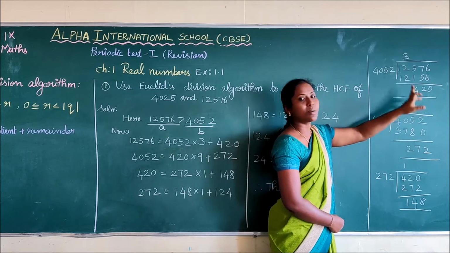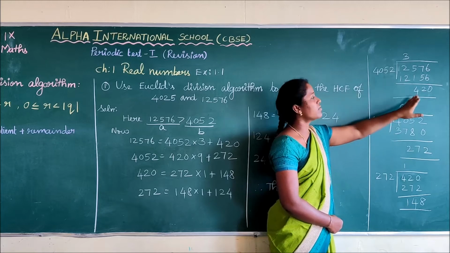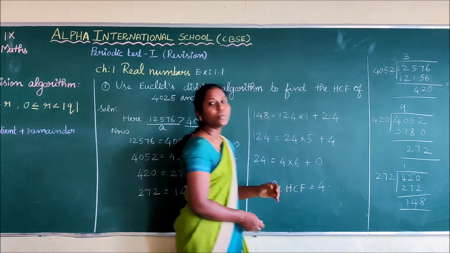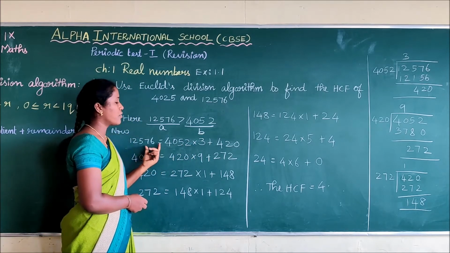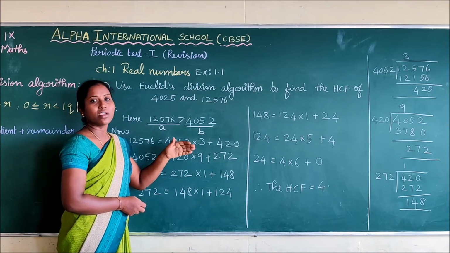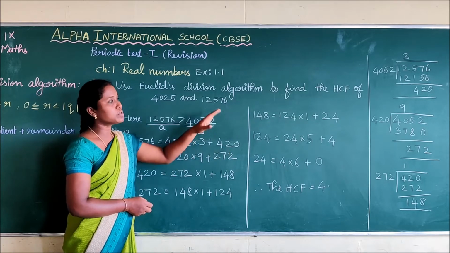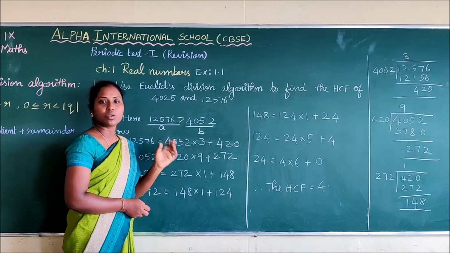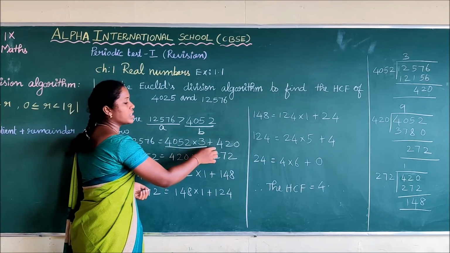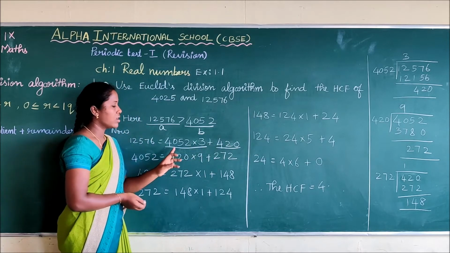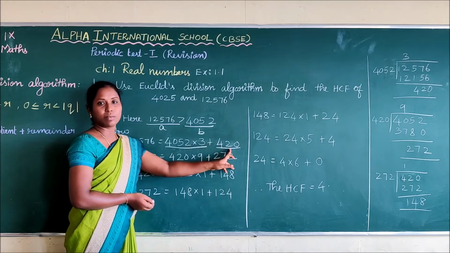Here it is not completely divided. We are getting some remainder. For this, use the rough column: divide the number properly and find the quotient and the remainder. You can't write them by assumption. So if it is multiplied by 3, we get a remainder. Dividend equals divisor into quotient plus remainder.